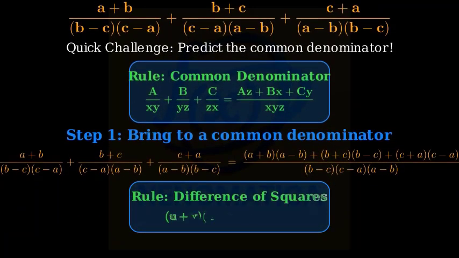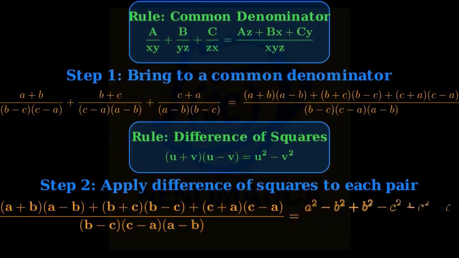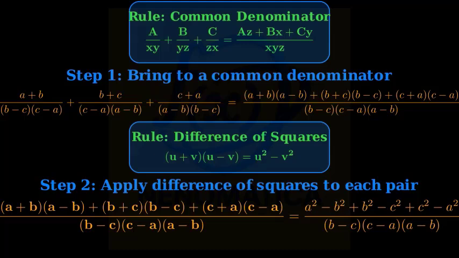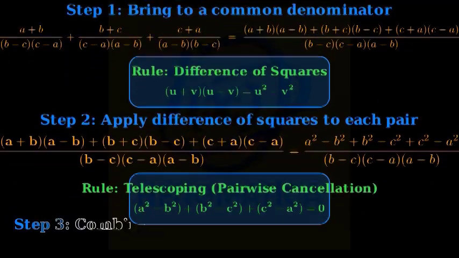Step 2. Notice each highlighted product is of the form sum times difference, which is precisely the difference of squares. We now rewrite those three products using the identity a plus b times a minus b equals a squared minus b squared. Step 3. Now observe the telescoping behavior.